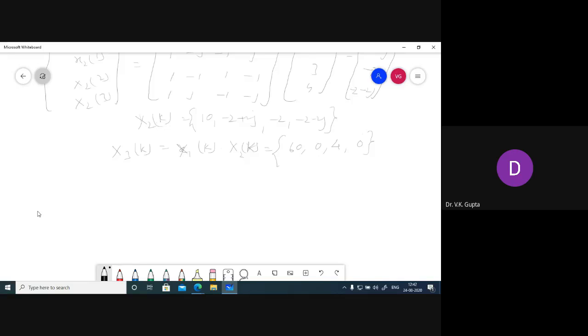Then the inverse DFT of this quantity will give you the circular convolution of these sequences. That means x3(n) will be the N-point IDFT of X3(k). So the IDFT of this will give the circular convolution of these two sequences. Multiplication in time domain is equivalent to circular convolution in frequency domain.